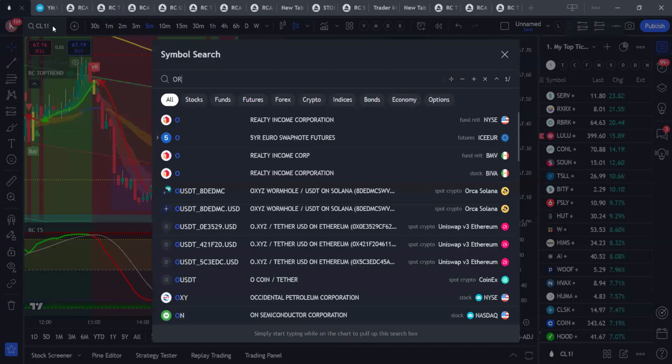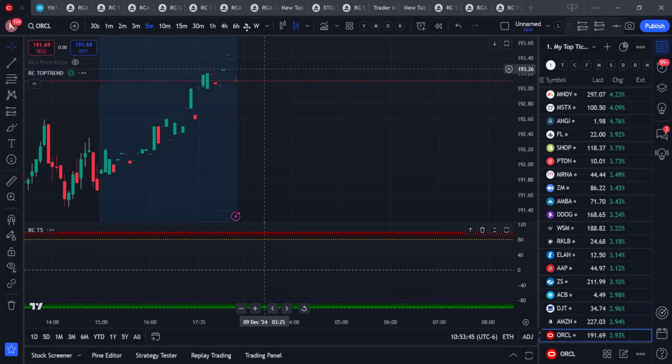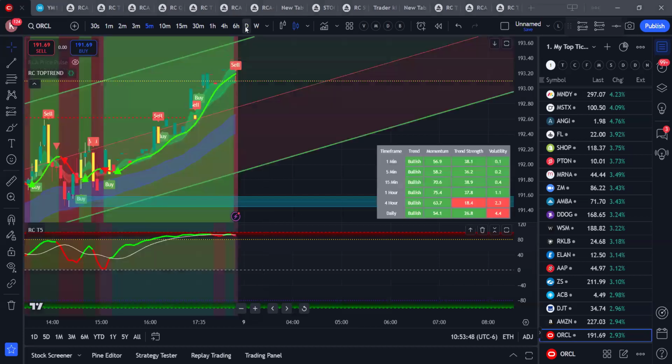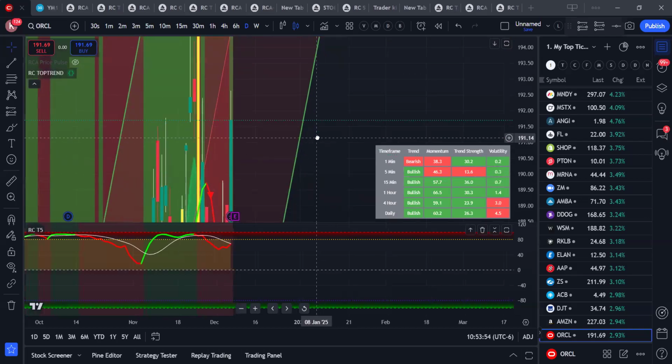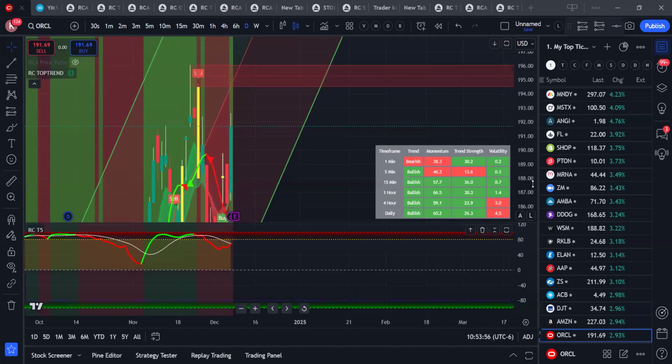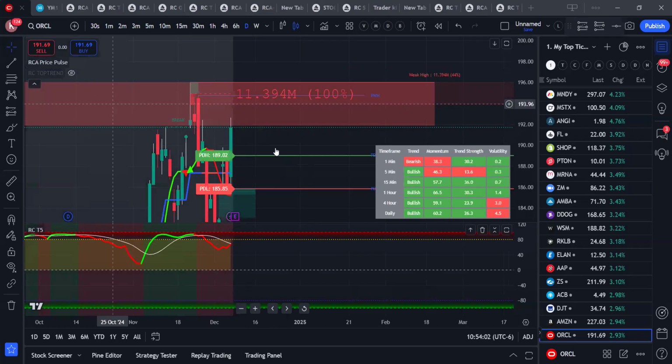So yeah, someone is asking how do we do it for earnings? For earnings, you look at a higher time frame, right? Because that is swing trading. You are not doing day trading. That is mainly for swing trading, right? For example, let us look at Oracle. We mainly use price pulse.